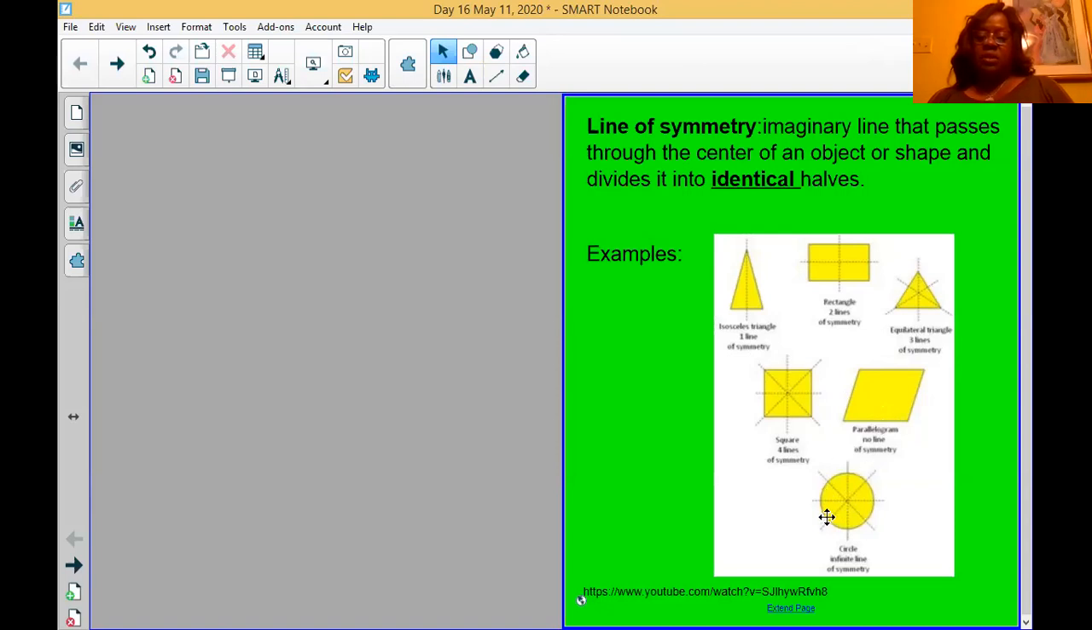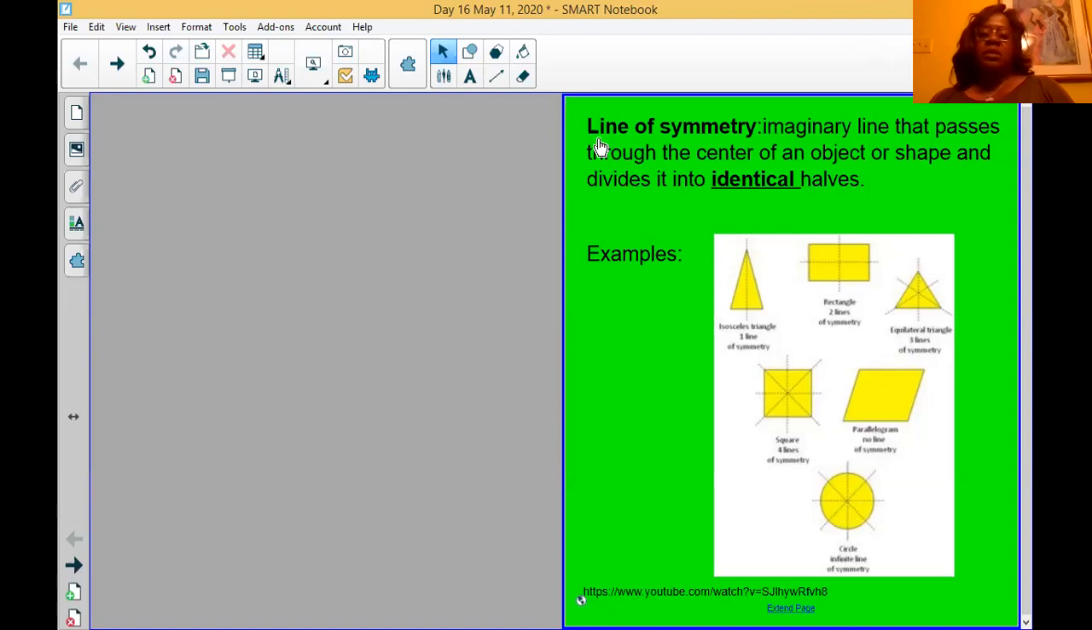Now, a circle has so many lines of symmetry that we call it infinite lines. It goes on and on and on. And if you remember, we talked about a circle having infinite lines of symmetry. It means that it has so many, it's too many to count.